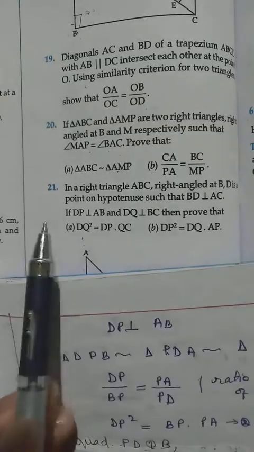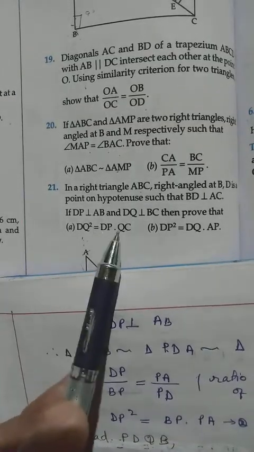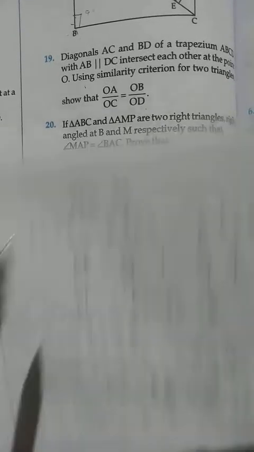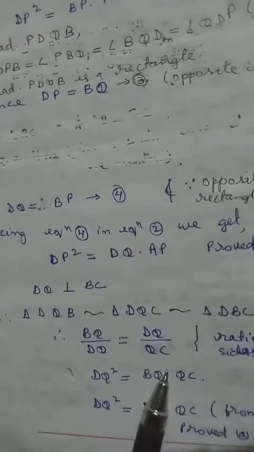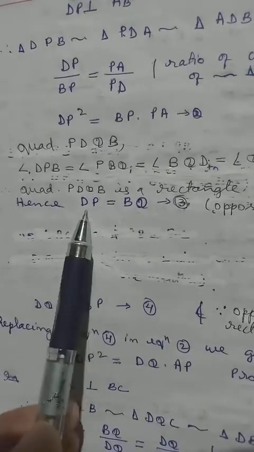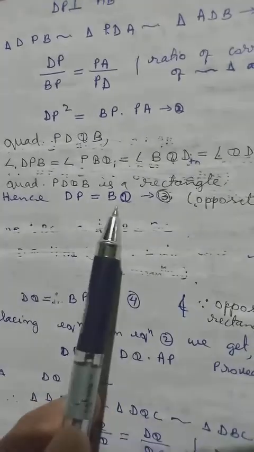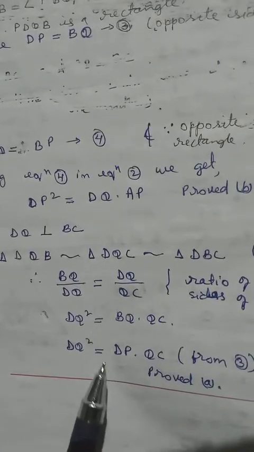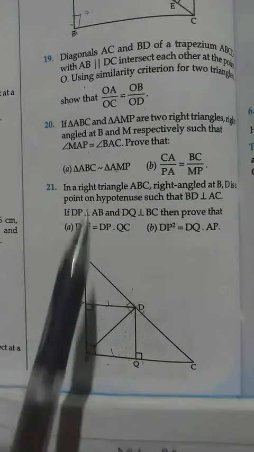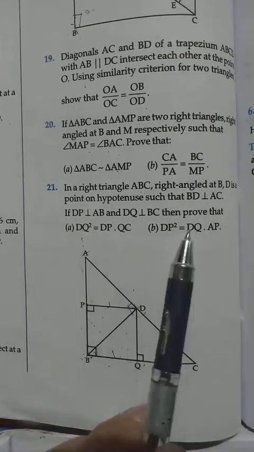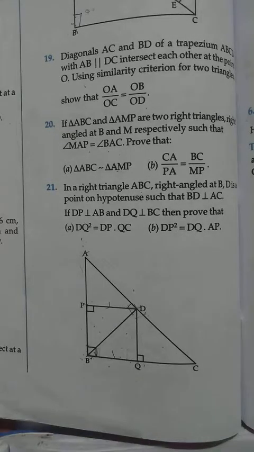But what does the question want? DQ square we want, QC we want, but we don't want BQ. The question wants DP. Then we already saw from here we get DP equal BQ, opposite sides of a rectangle. So there we can replace, instead of BQ we can replace it with DP. So then we get what the question wants. So since we get both the conditions, the question is complete.